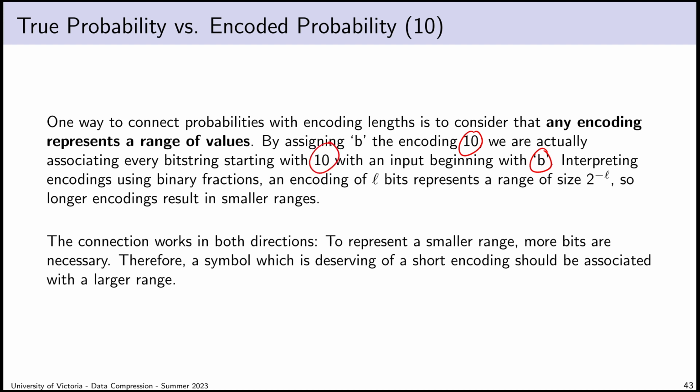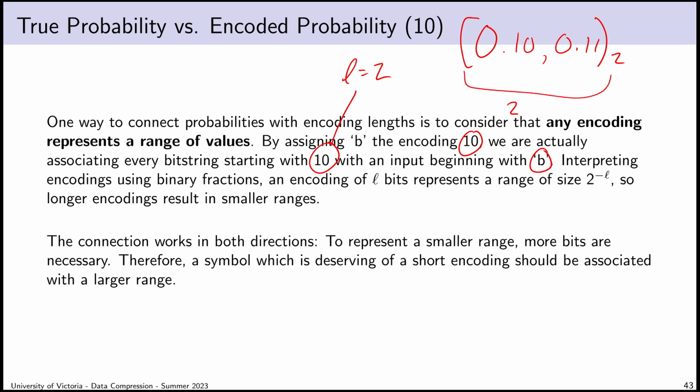If I give B an encoding of length 2, so L equals 2, the range that I'm describing, so the fraction, would be everything between 0.10 in base 2 and up to, but not including, 0.11 in base 2. And so how big is that range? Well, the size of that range is actually 2 to the negative L. In other words, okay, I'll just spread that out a bit. So that's 2 to the negative L, which in this case equals 2 to the negative 2. So if I assign it an encoding of length 2, then it gets a range of size 2 to the negative 2.